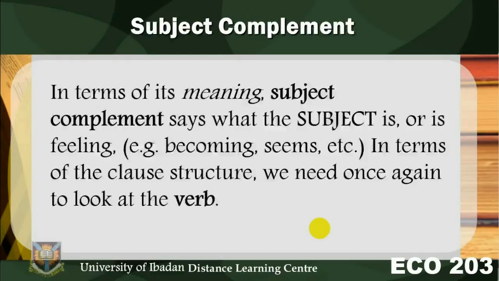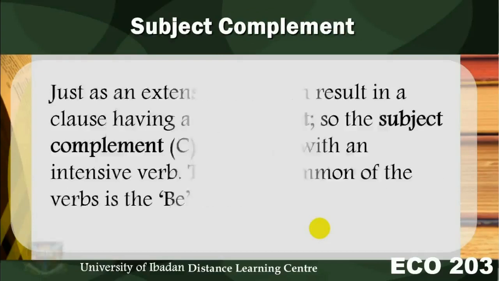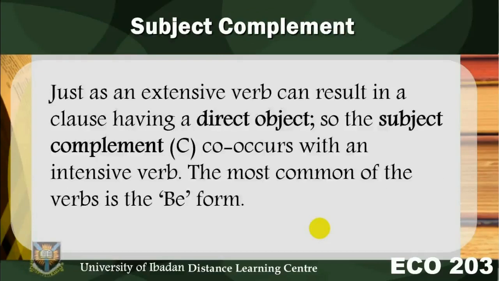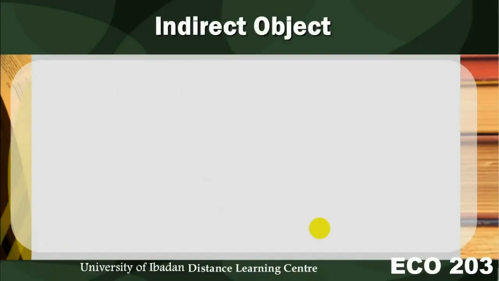Subject complement. In terms of its meaning, subject complement says what the subject is or is feeling. Example, becoming, seems, etc. In terms of the clause structure, we need once again to look at the verb, just as an extensive verb can result in a clause having a direct object. So the subject complement, C, co-occurs with an intensive verb. The most common of the verbs is the be form.